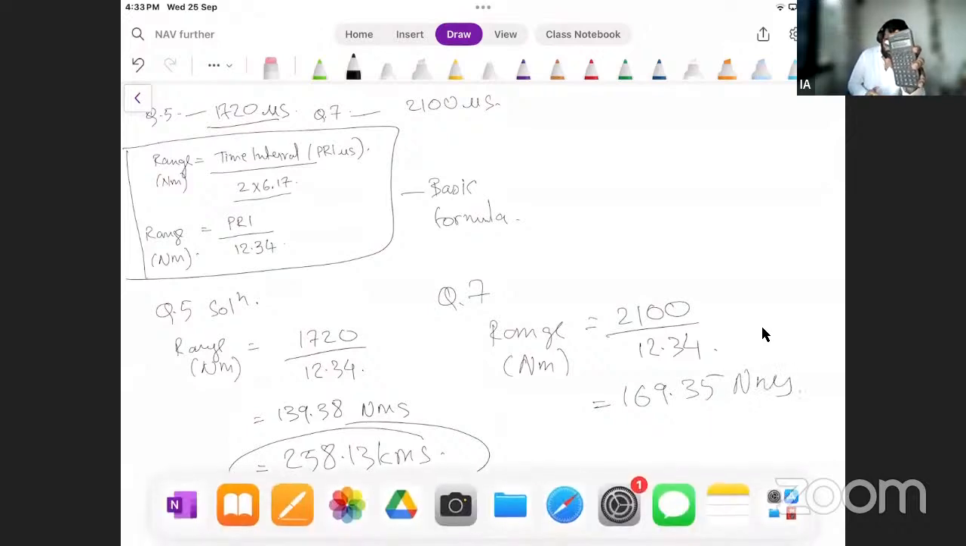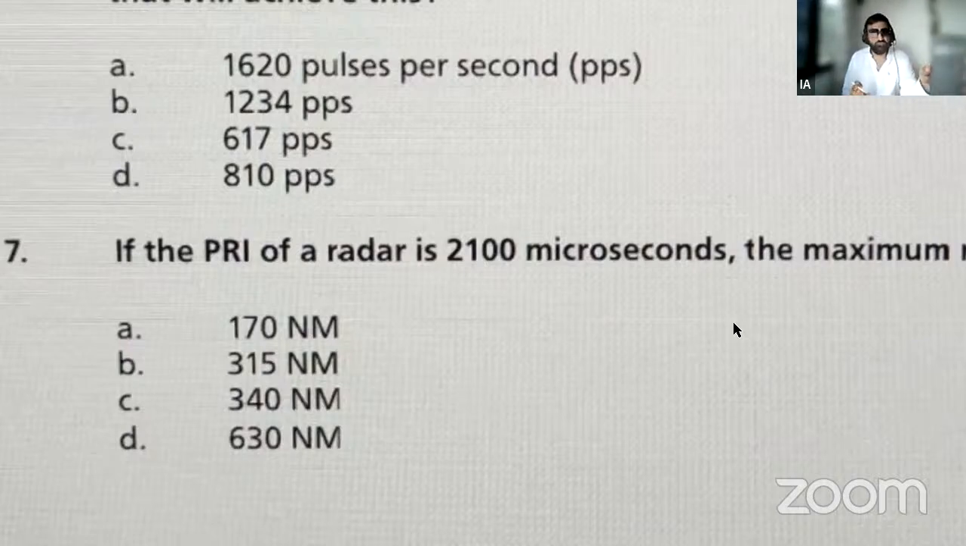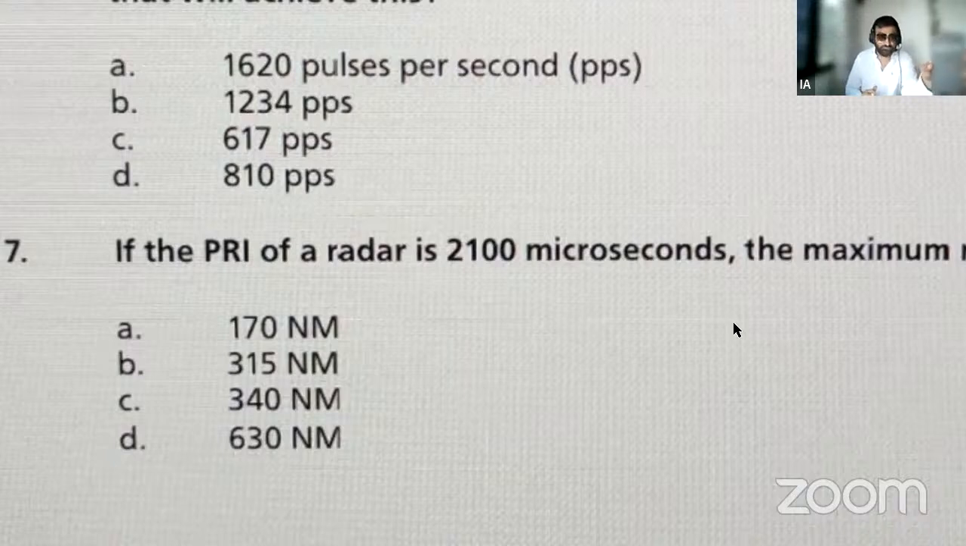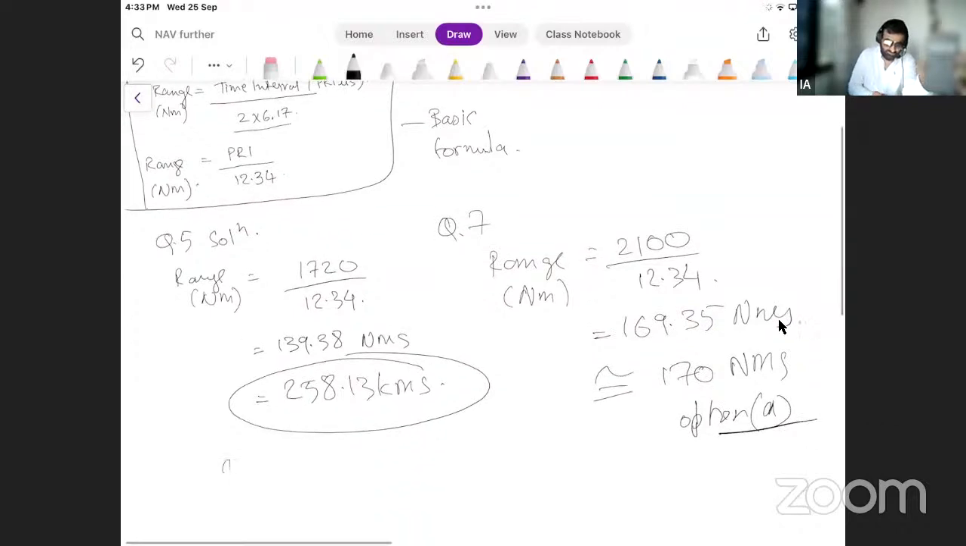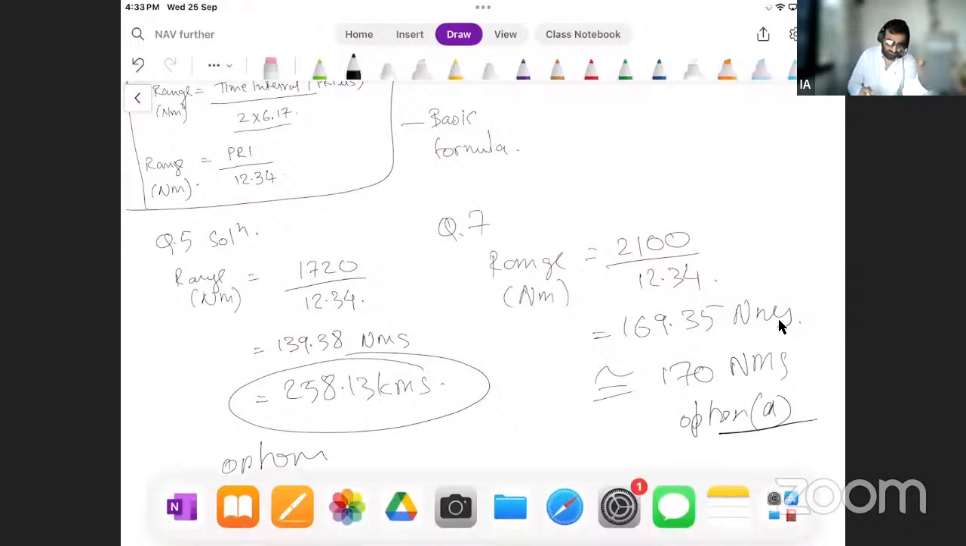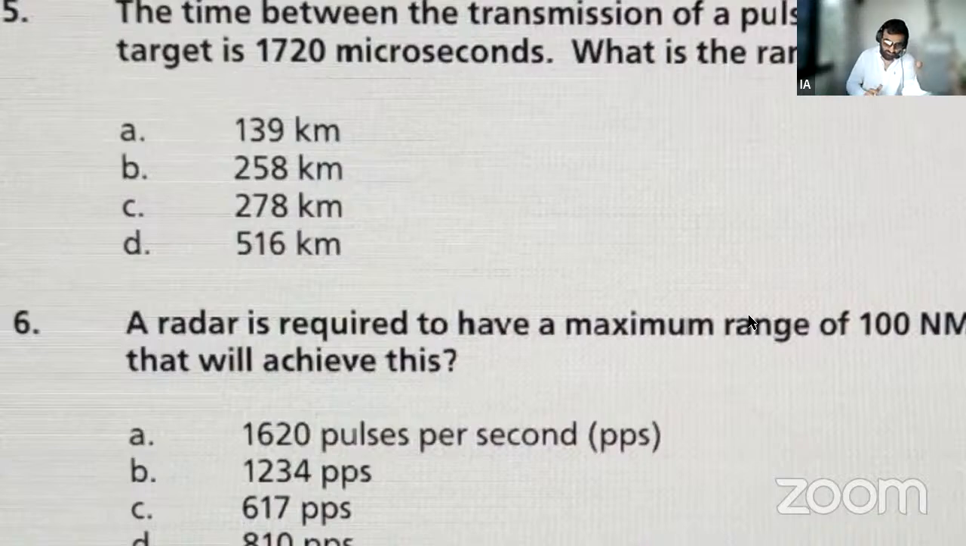Do I have that as an option or anywhere close? I have option A, rounding off 169 to the nearest 10. The answer will be 170 nautical miles. So option A is my correct answer in this case. Round it off to 170 nautical miles. That is my option Alpha. And this one is option Bravo, 258 kilometers.